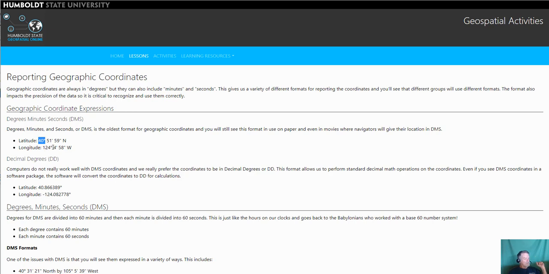Similarly with longitude, the minutes and seconds are the same, but the value of degrees goes from 180 in the west and around to 180 in the east. This is the older system, and you do tend to see degrees, minutes, and seconds with the N and the W, or the E and the S, depending on north, south, east, west. So those tend to go together.